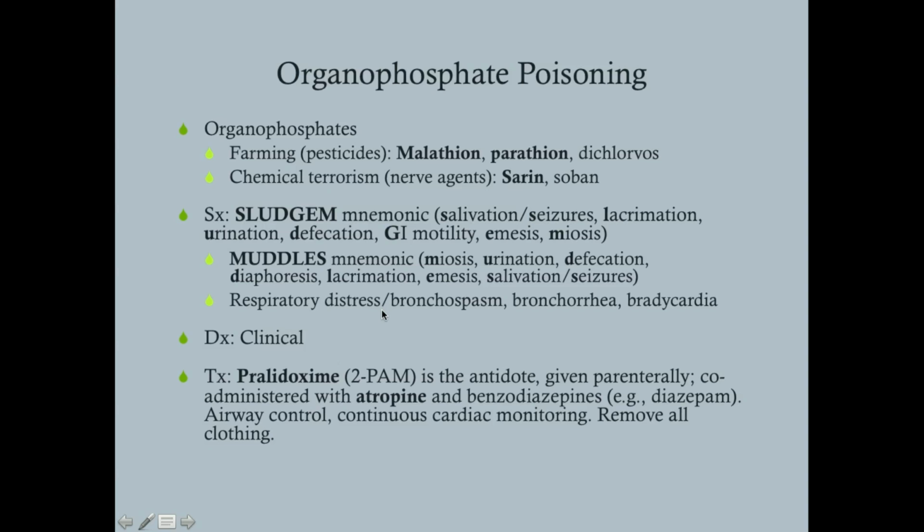Another important one that doesn't come up in these mnemonics is respiratory distress due to bronchospasm and bronchorrhea. This is an important one because this is often what kills these patients. The other thing that's really acutely dangerous is seizures. You think we're worried about salivation and diarrhea acutely? No. We're not really worried about that. What kills patients who come in with acute organophosphate poisoning is respiratory distress, bronchospasm, and seizures. Those things will kill you.